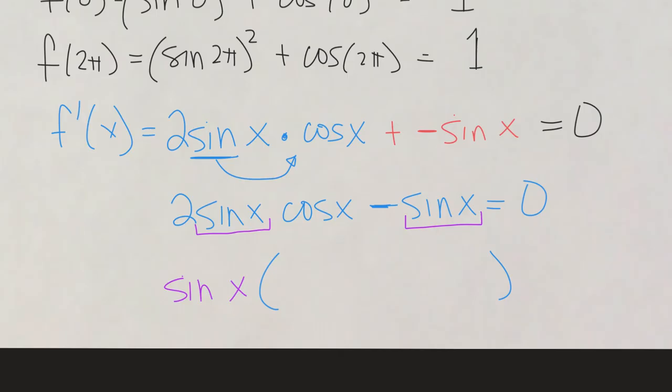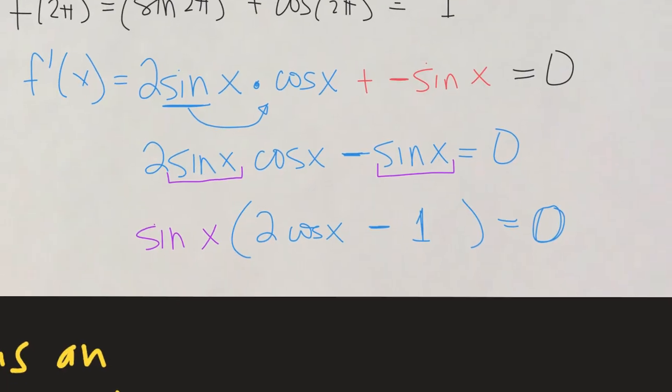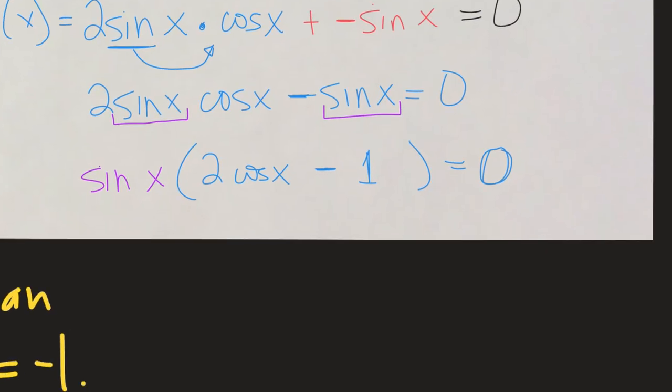So if I pull a sine out of that first term, I have 2 cosine x left. And if I pull a sine out of sine, sine divided by sine is 1. So I have 2 cosine x minus 1 times sine x equals 0. Okay, so let's see how many answers I'm going to get. I will get one answer where sine equals 0, and I will get some answers where 2 cosine x minus 1 equals 0.